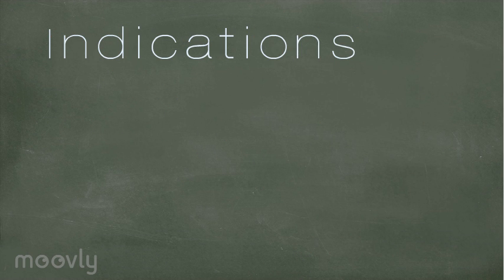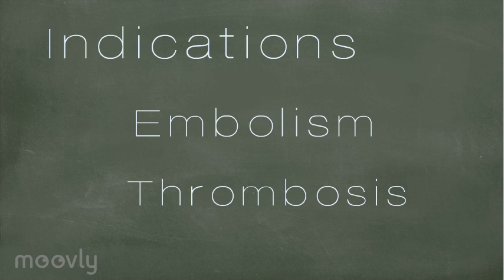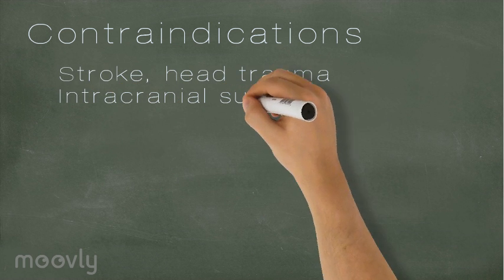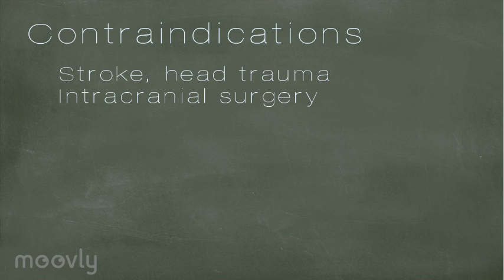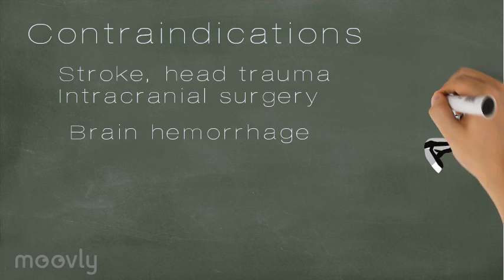tPA is used in vascular surgical patients to treat embolism and thrombosis. tPA is contraindicated if the patient has had a stroke, head trauma, or intracranial surgery within the last 12 weeks, or if an intracranial hemorrhage is suspected or demonstrated on CT.